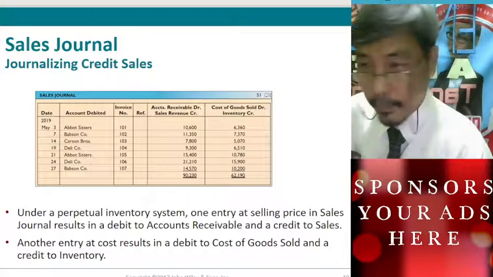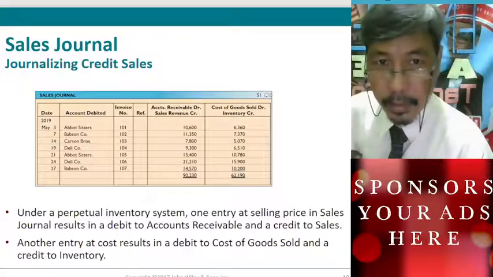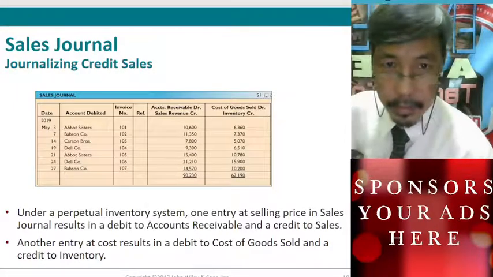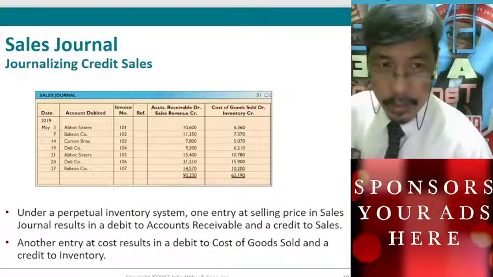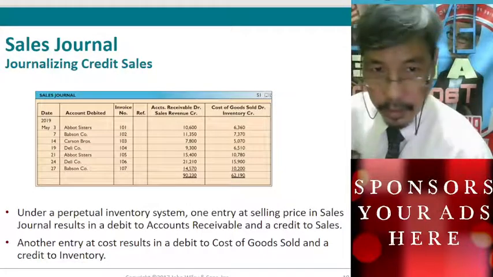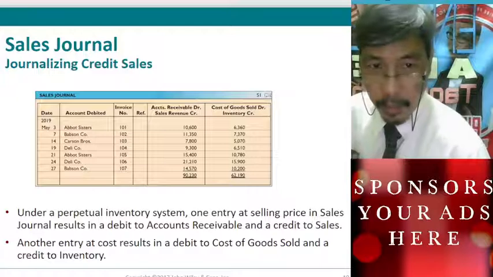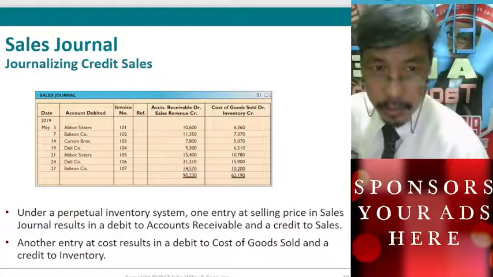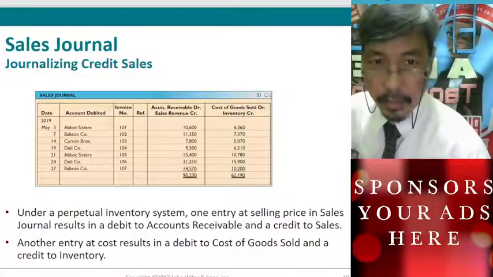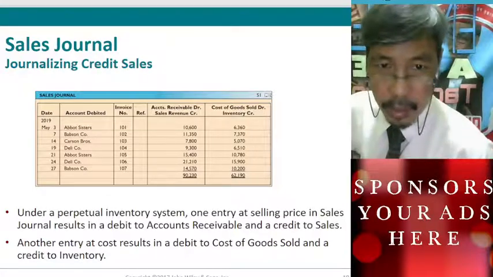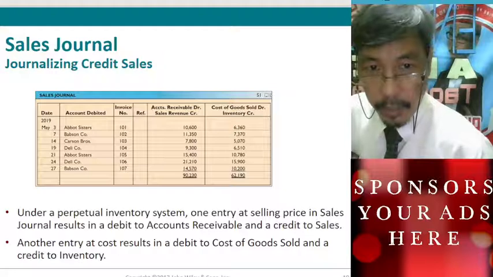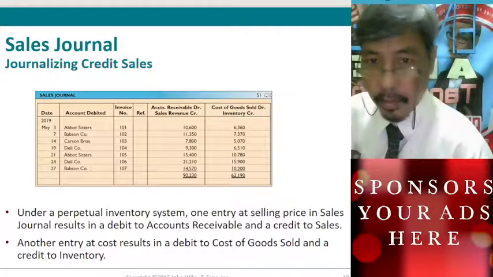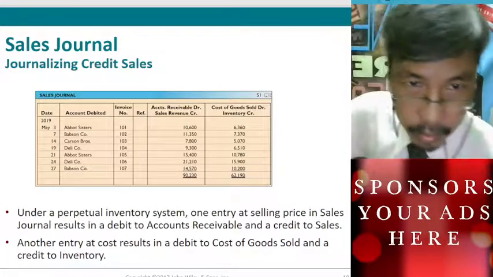Okay, let us go to the first one, sales journal, journalizing credit sales. Under a perpetual inventory system, one entry at selling price in the sales journal results in a debit to accounts receivable and a credit to sales. Another entry at cost results in a debit to cost of goods sold and a credit to inventory.